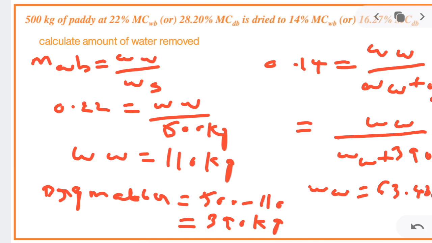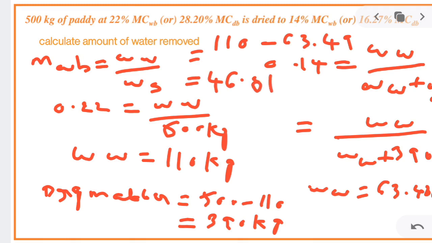So we know the weight of water at 22% and the weight of water at 14%. If you want to calculate how much water was removed, we have to subtract this from the initial weight of water, that is 110 minus 63.49, that is equal to 46.51 kg.